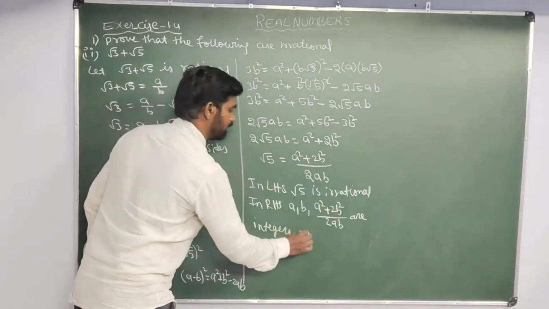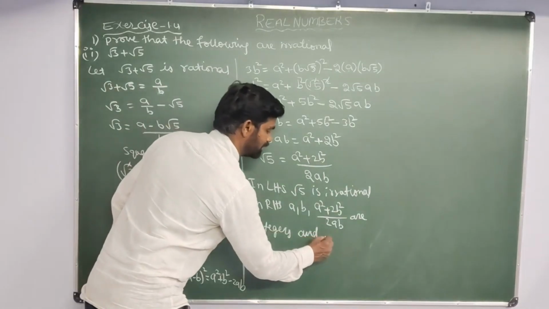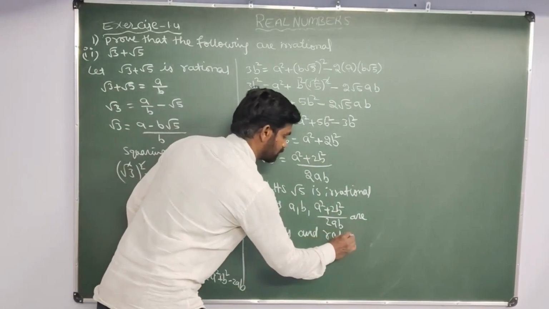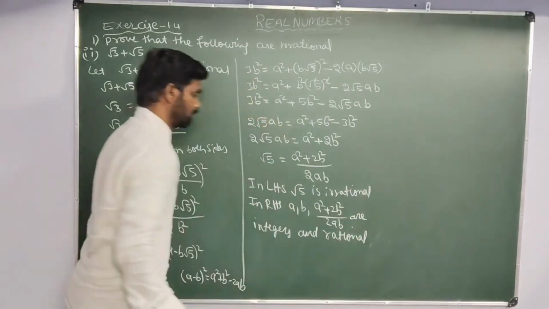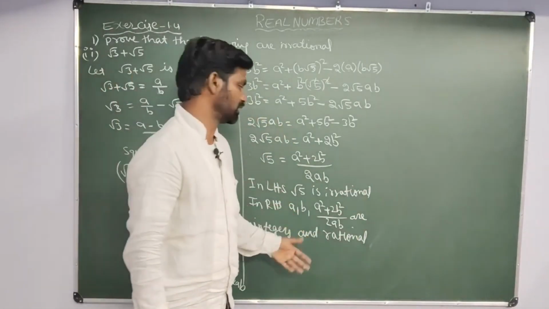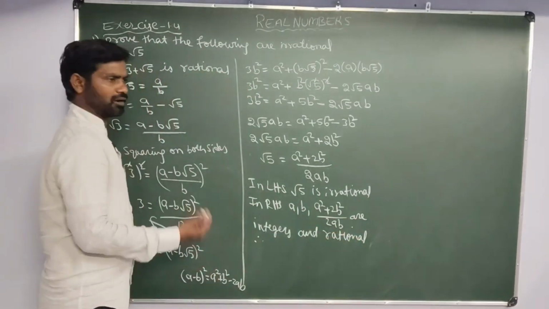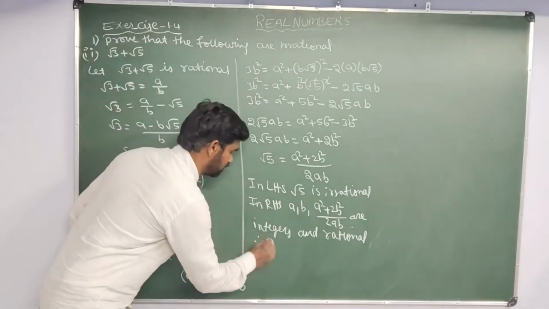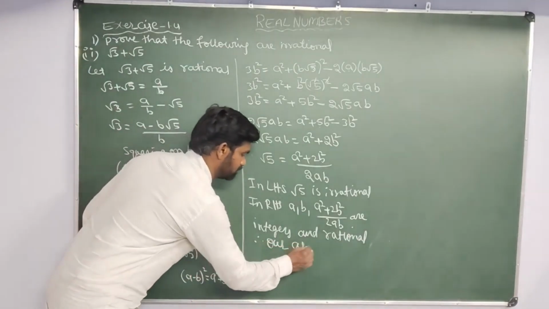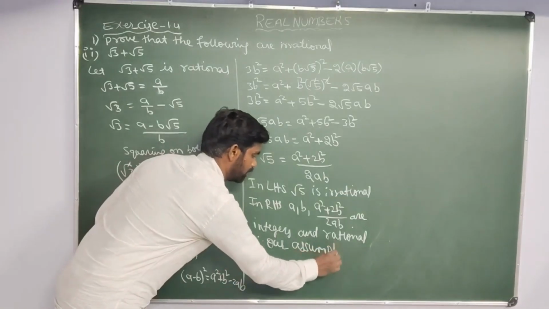Integers and rationals. We know that all integers are rationals, yes or no? So in LHS we are getting irrational, in RHS we are getting rational. Therefore, LHS is not equal to RHS. Our assumption is wrong.